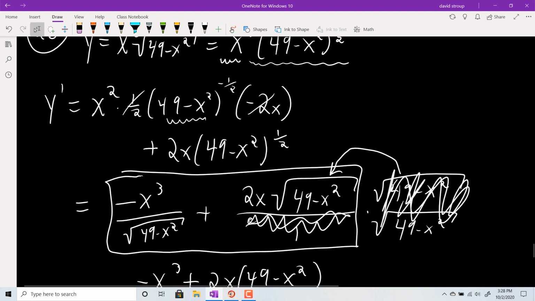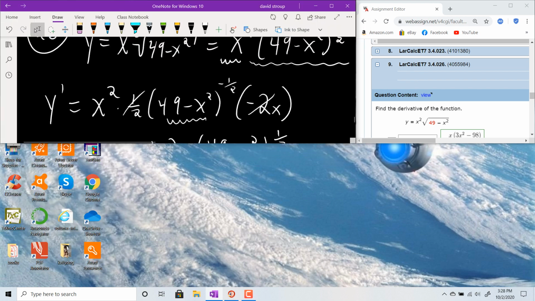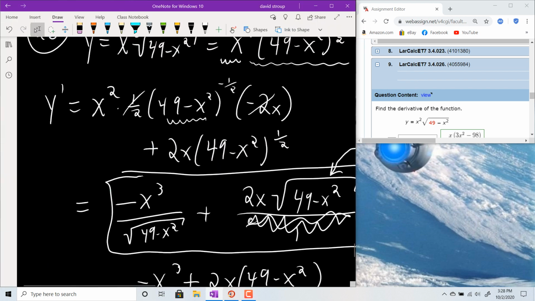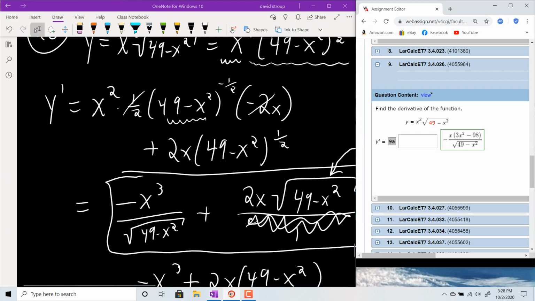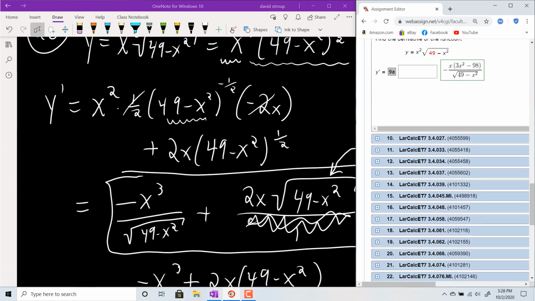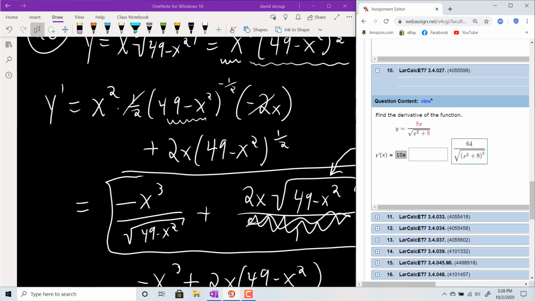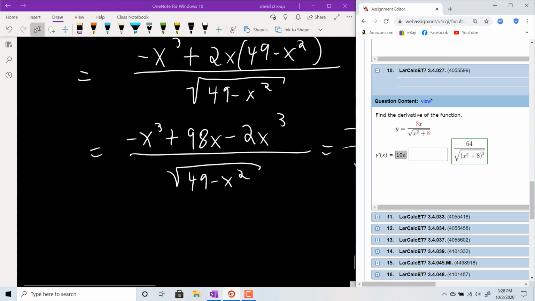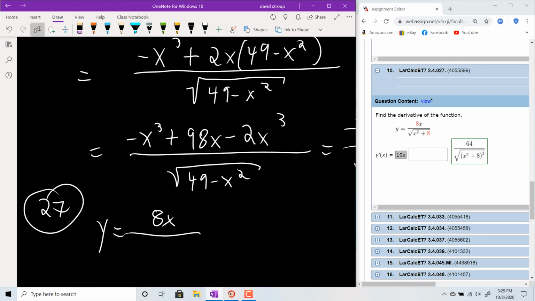Let's see what else we got. Okay, so that was a chain rule with a product rule. You definitely want to be able to pull off a chain rule with a quotient rule. So let's try one of those. Looks like number 27. Y equals 8x all over the square root of x squared plus 8. Definitely want to be able to master this one. Let's rewrite it first.